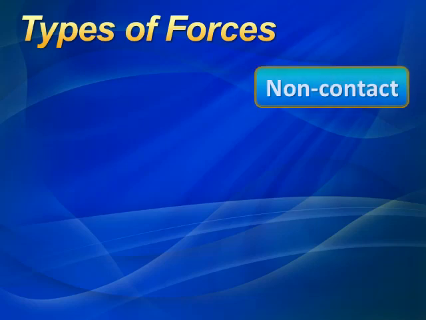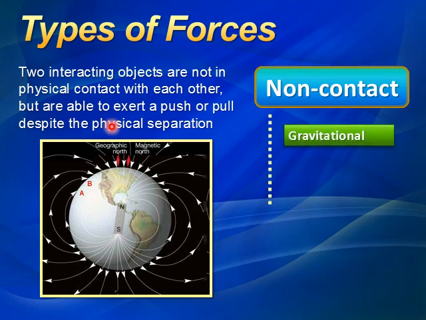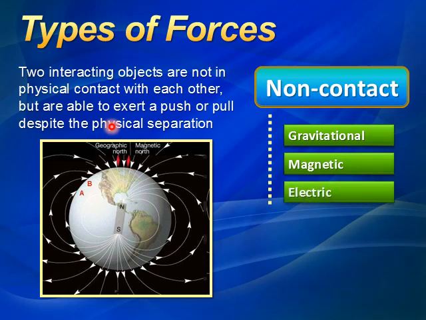And then the second type of force is the non-contact force. So for the non-contact force, we have two interacting objects that are not in physical contact with each other but are able to exert a push or a pull despite the physical separation. So they are not touching but they experience forces. So examples of this are gravitational force, magnetic force, and electric force.